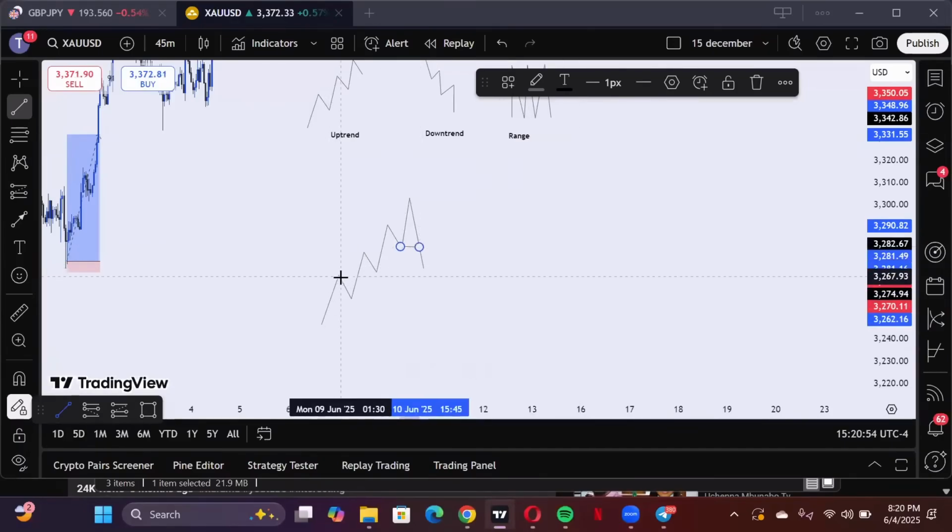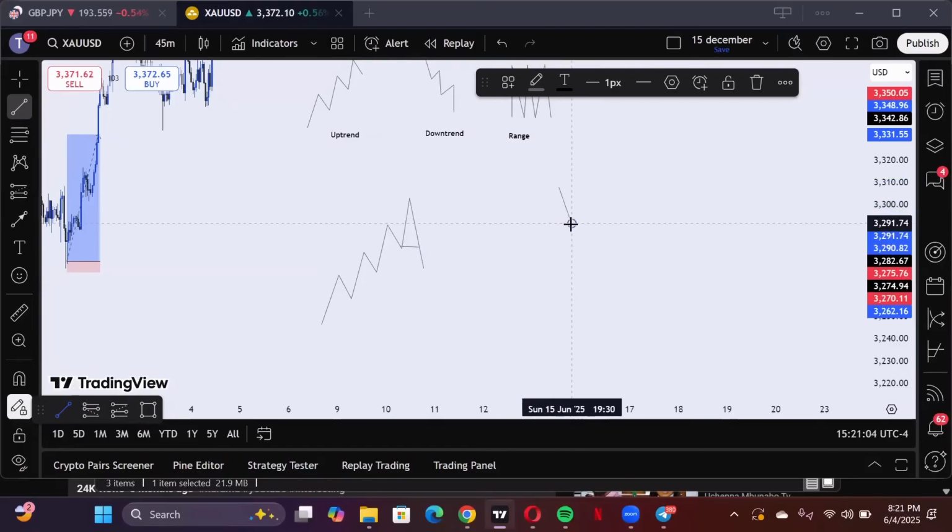Then this means that a market structure shift just occurred here. If market deviates from the normal pattern of any trend it is on, then that means that a market structure shift occurred. So it's just like, let's say we have a downtrend, you have lower highs, lower lows, lower highs, lower lows, lower highs, lower lows.